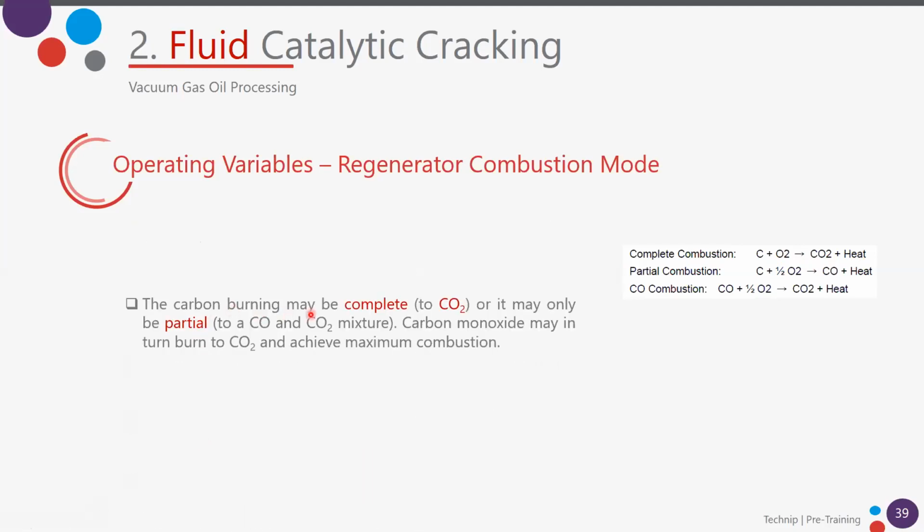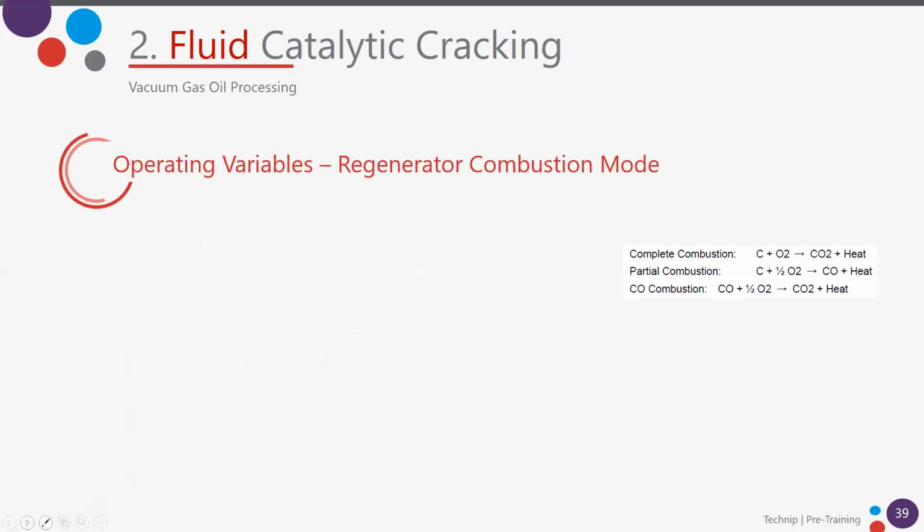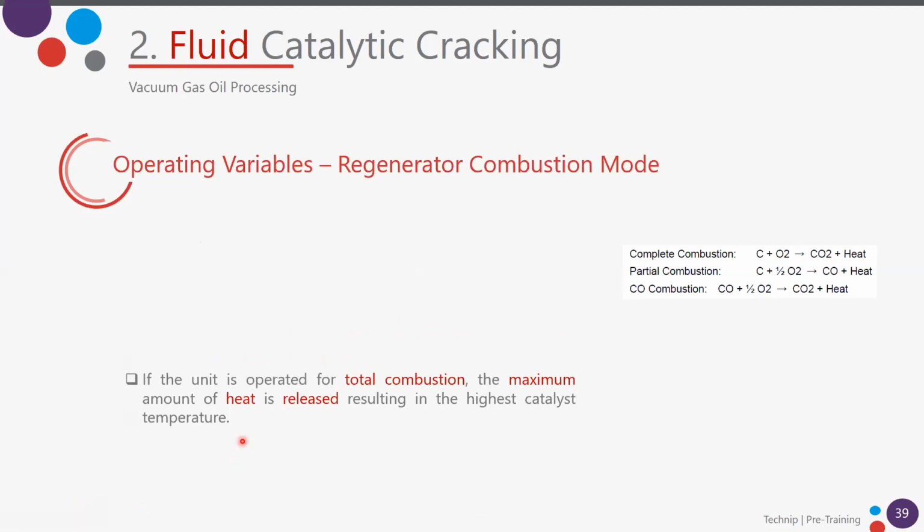The carbon burning may be complete or it may be only partial to a CO and CO2 mixture. And carbon monoxide may in turn burn to CO2 and achieve maximum combustion. If the unit is operated for total combustion, the maximum amount of heat is released, resulting in the highest catalyst temperature. We want a hot catalyst, so it is better to have a total combustion.